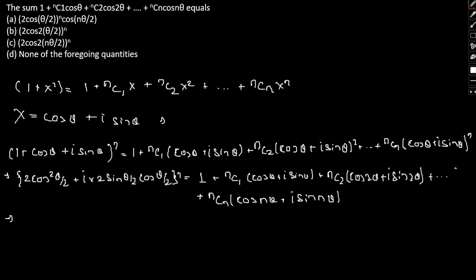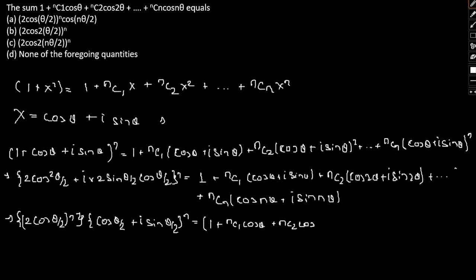This step can be further written as (2 cos theta by 2) the entire thing to the power n, times (cos theta by 2 plus i sin theta by 2) whole to the power n, which can be further written as 1 plus nC1 cos theta plus nC2 cos 2 theta plus dot dot dot nCn cos n theta, for the right, plus i times (sin theta plus dot dot dot nCn sin n theta). Okay, so hope this is clear.